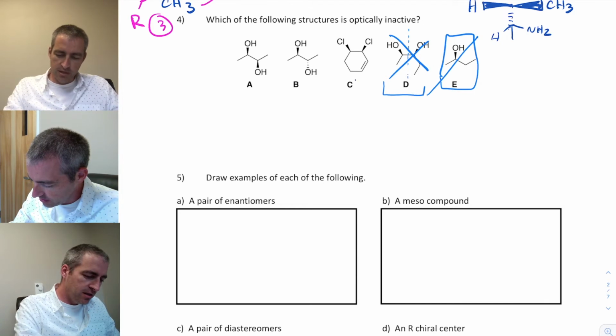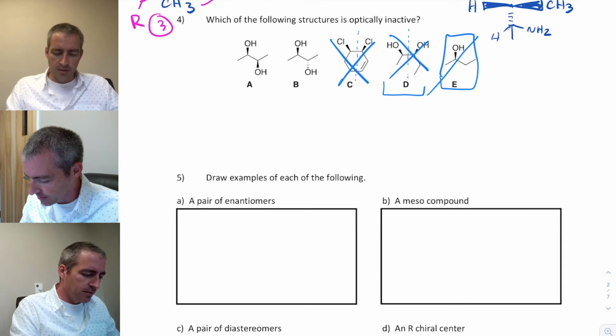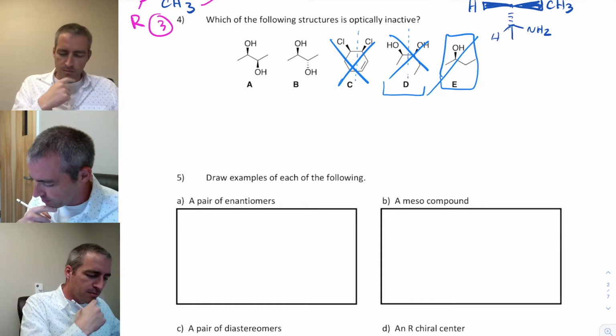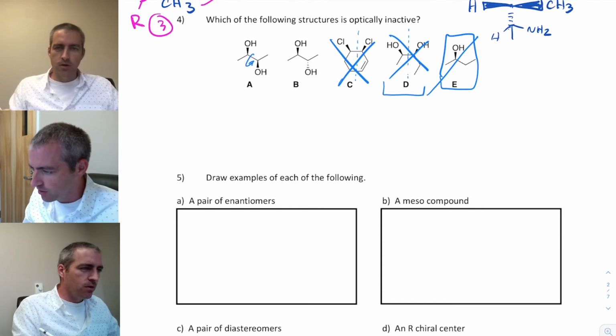Similarly, C doesn't have a mirror plane either. Looks like it might, but it's got a double bond on one side and not the other. No mirror plane for that one. Now we're down to A and B, and A and B, the way they're drawn, neither one has a mirror plane, but keep in mind that these are single bonds that can freely rotate.